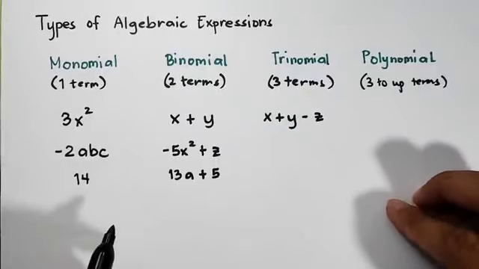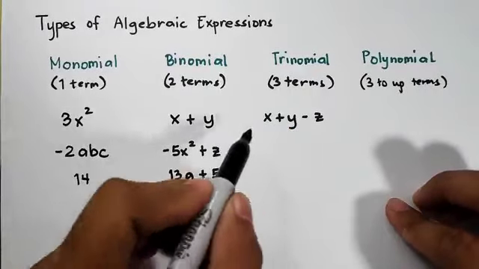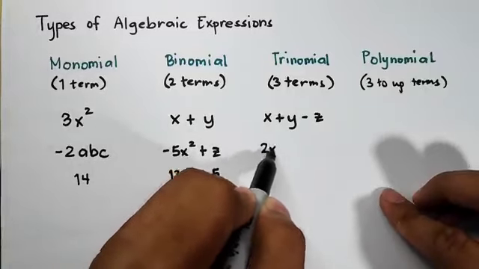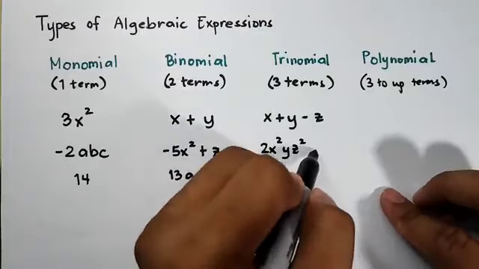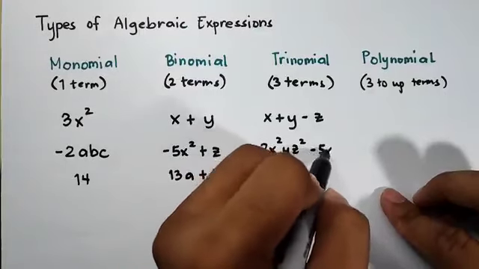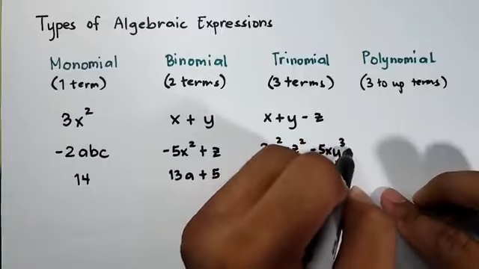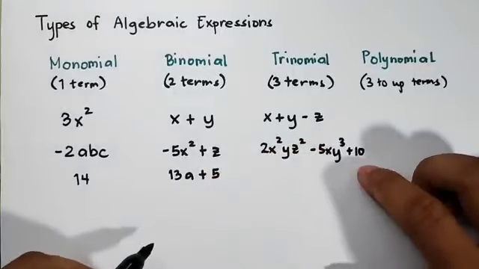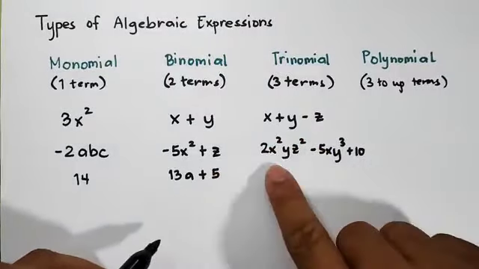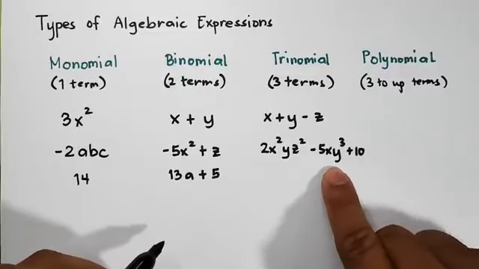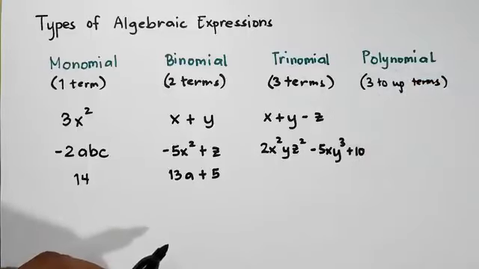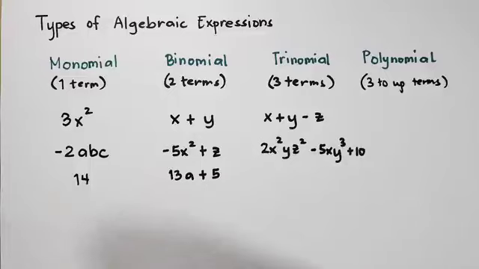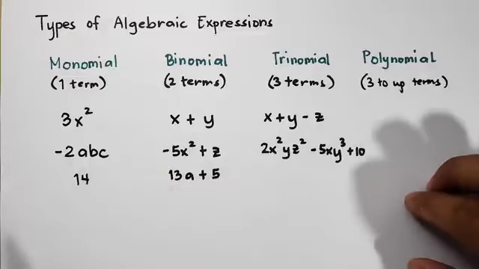Let me give you last one example for the trinomial. We have 2x squared y z squared minus 5xy cubed plus 10. This one is a trinomial. 1, 2, and 3. Okay, guys? So let's move on with the polynomial. This is 3 to up terms or 3 to more terms.